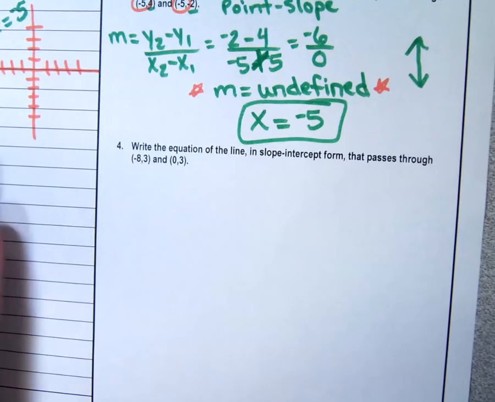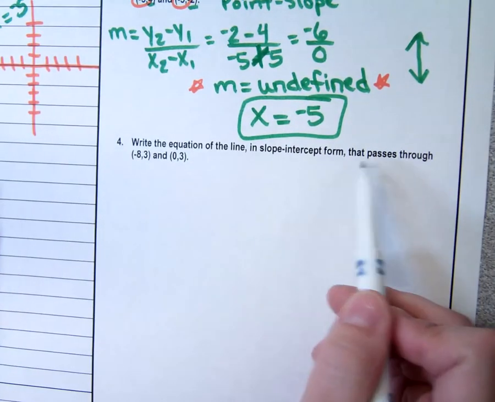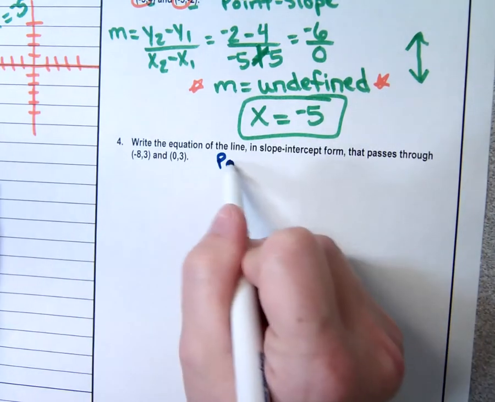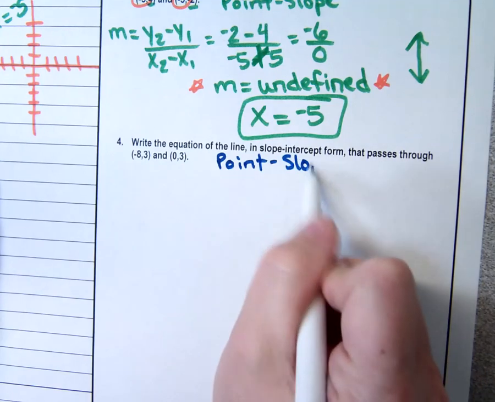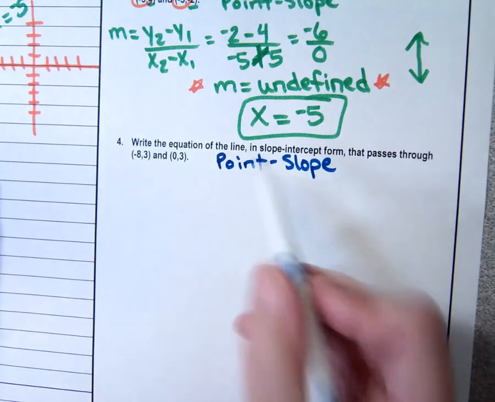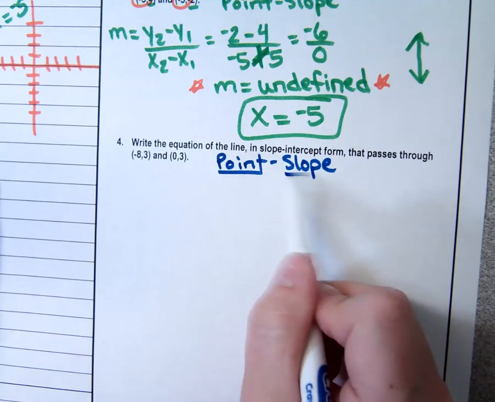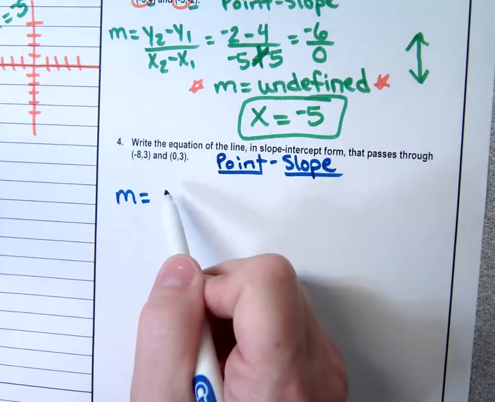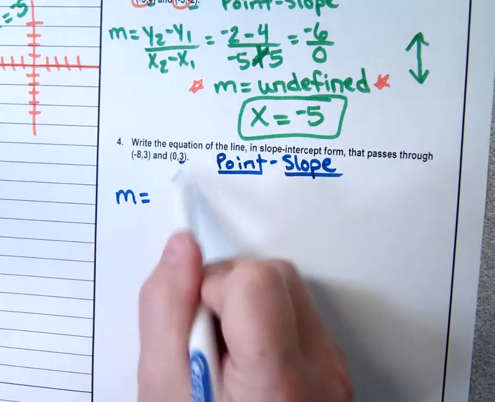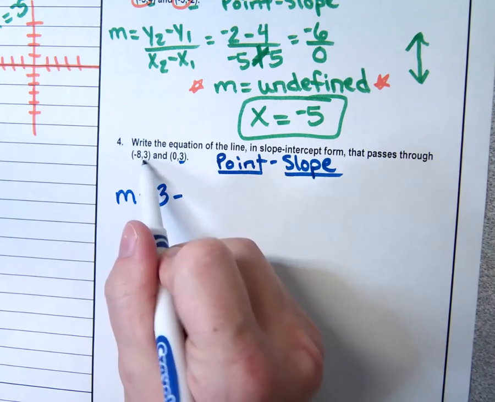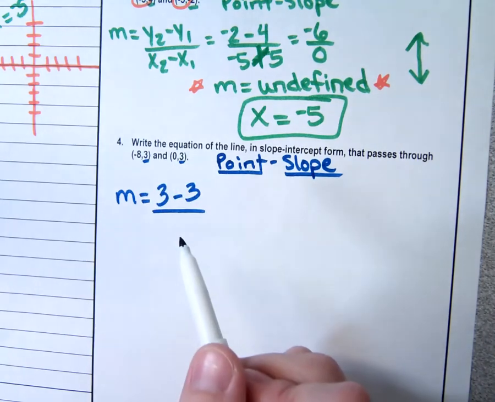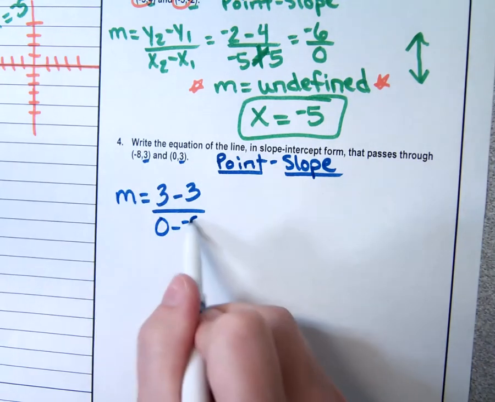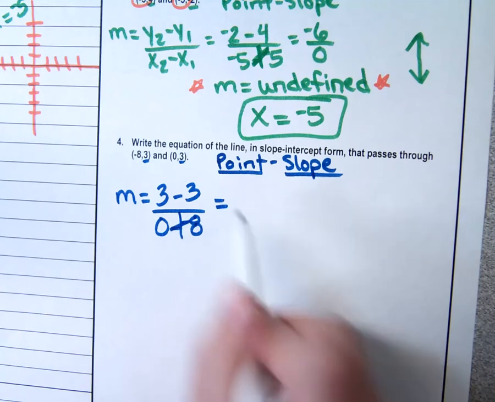Okay, let's look at this next one. It says write the equation of the line in slope-intercept form that passes through negative 8, 3 and 0, 3. Since I see points, I know I'm going to start with point-slope form. Do I have everything I need? Do I have points? Yes. Do I have slope? No. Let's find that. How would I write y2 minus y1? 3 minus 3. How do I write x2 minus x1? 0 minus negative 8. That minus the negative becomes a plus.